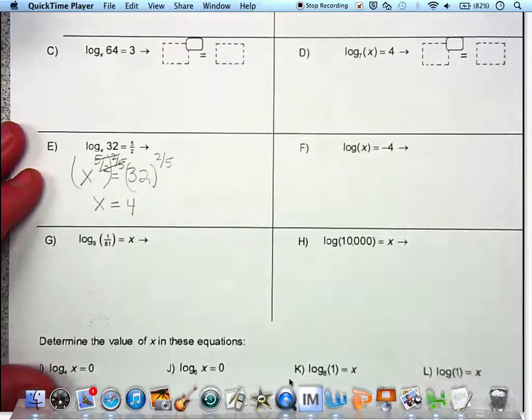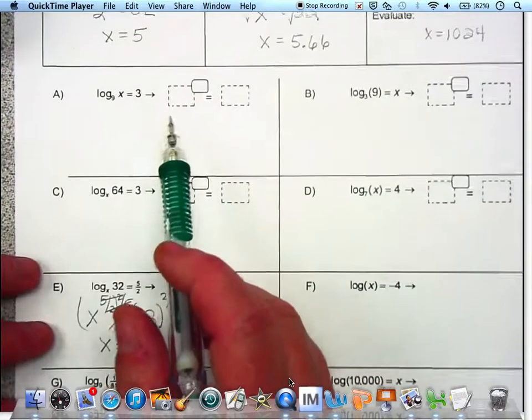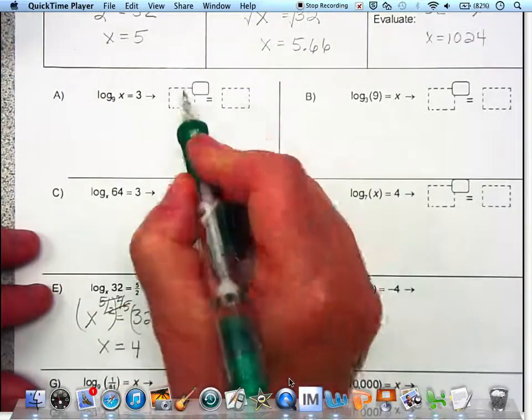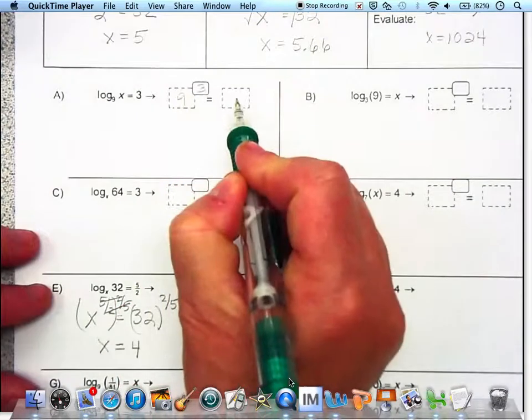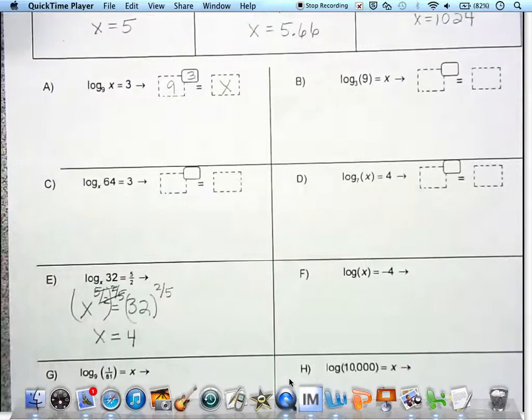Okay, I think you can do the rest of these. Do I need to start you on the first one? No. How would you rewrite that then? You would put 9 to the 3rd equals x. Then you figure out what 9 to the 3rd is. Use your calculator. What about on G?